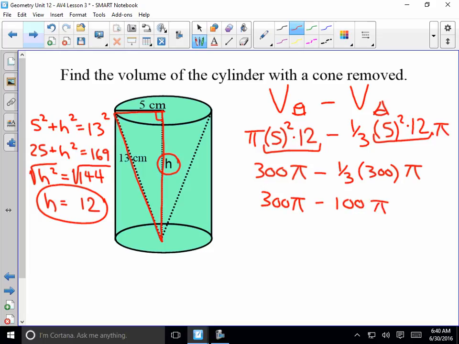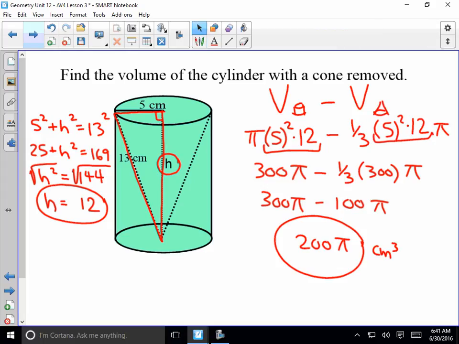So now you can see the relationship between the two formulas. We have the same base, the same height. The volume of the cylinder is 300 pi. The volume of the cone is 100 pi. So the difference between the two is 200 pi, and then we should always tack on our measurements, centimeters cubed. And that is the end of our lesson for today.